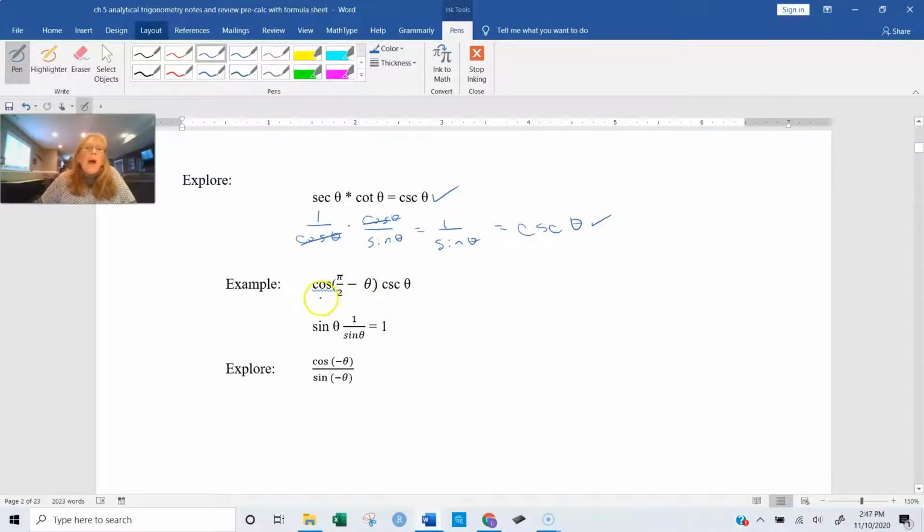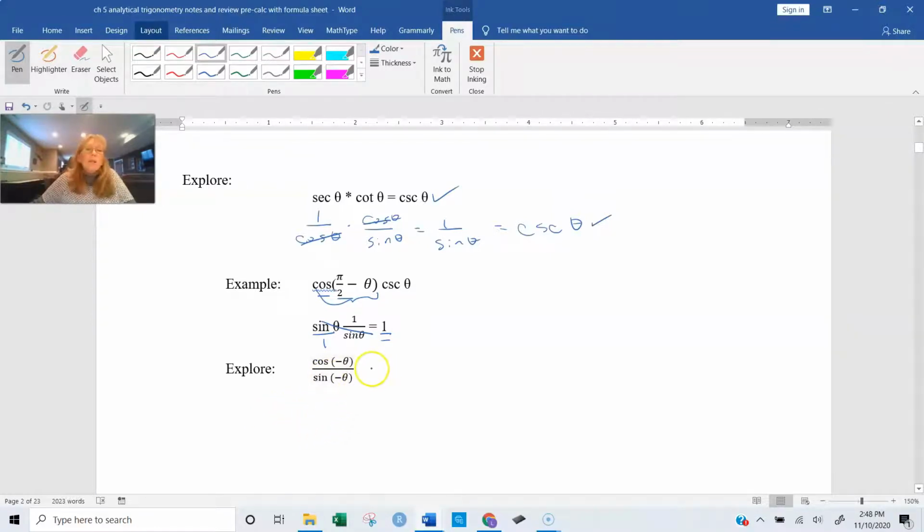Okay, the next one we have is the cosine of pi over 2 minus theta times the cosecant of theta. I would like to know what that equals. Well, this is one of our identities. If we shift the cosine 90 degrees, we get the sine. So cosine of pi over 2 minus theta is equal to the sine of theta. We know cosecant of theta is 1 over sine. So when we cancel these out, our answer is 1. All right, pause and try yours.